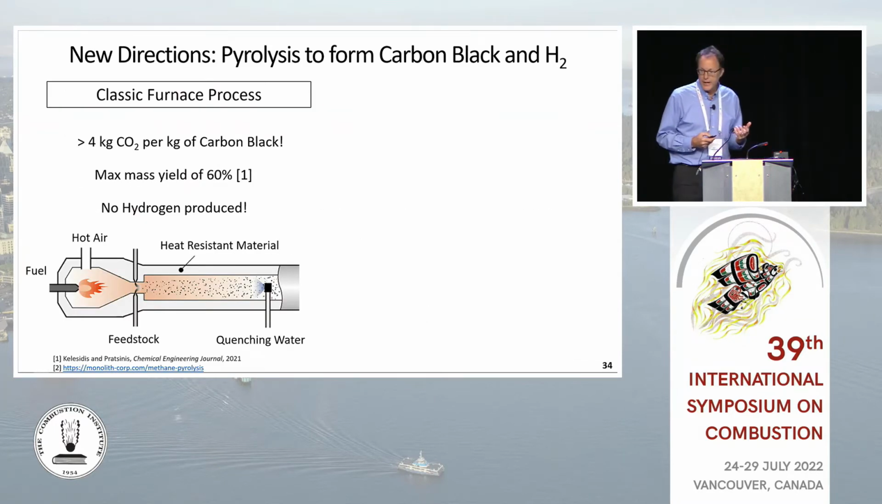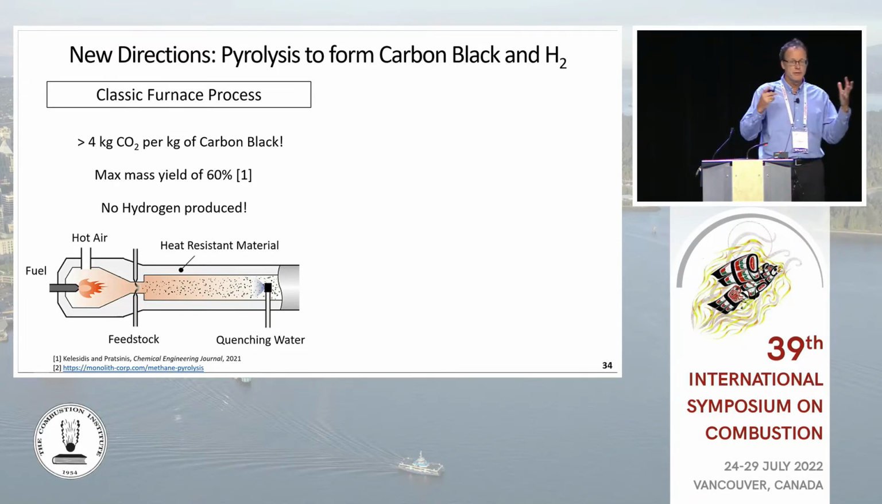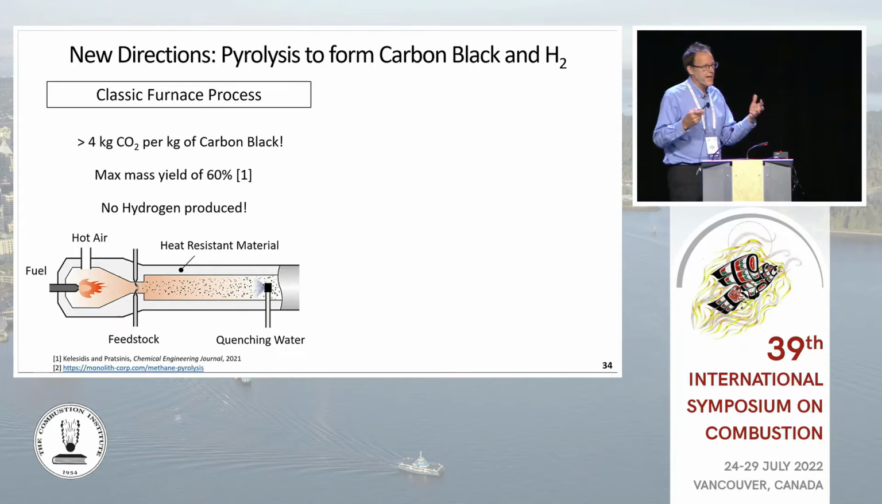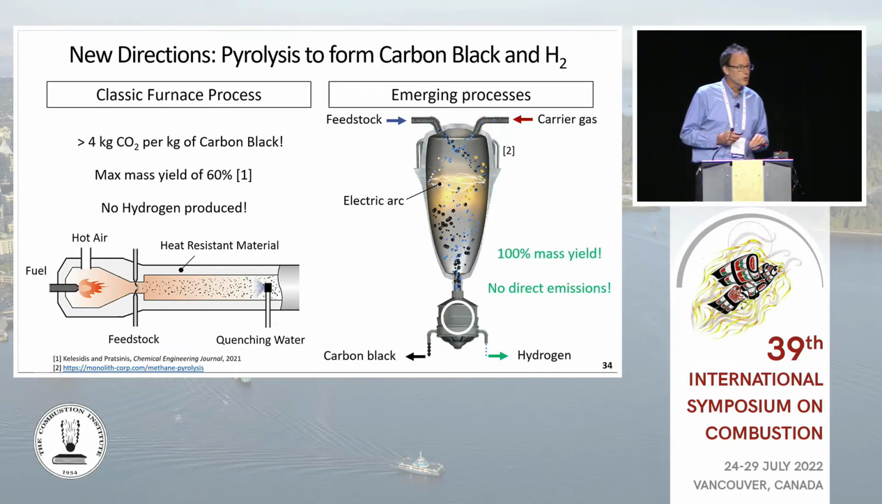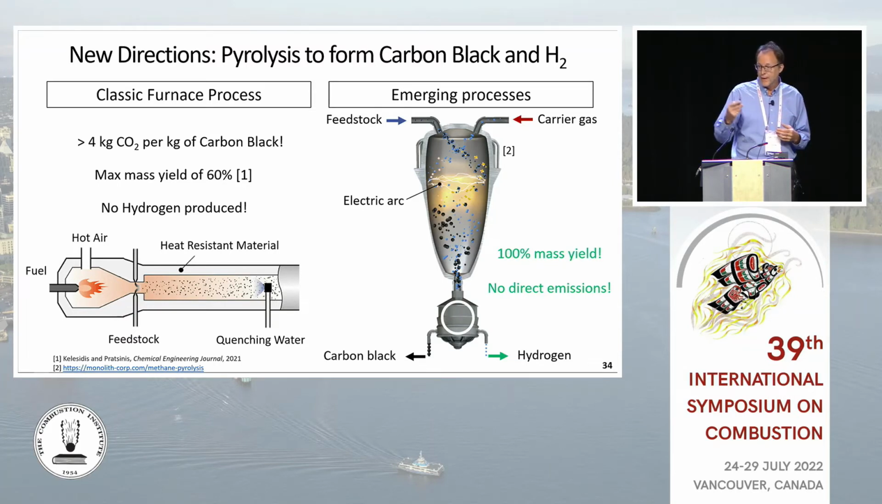But I also want to talk about new directions. The combustion community has built up a very impressive amount of understanding, models and expertise in the area of soot formation, and that can be applied to new areas. On the left, we have our classic carbon black furnace process, where heavy hydrocarbons are injected downstream of a flame, and we form carbon black. But this forms a lot of CO2. An emerging process is the Monolith one, where we have methane with electricity going in, and we get 100% yield of carbon black with no direct emissions. And of course, what we're forming at the bottom there is carbon black and hydrogen. There's a lot of interest in that methane pyrolysis.